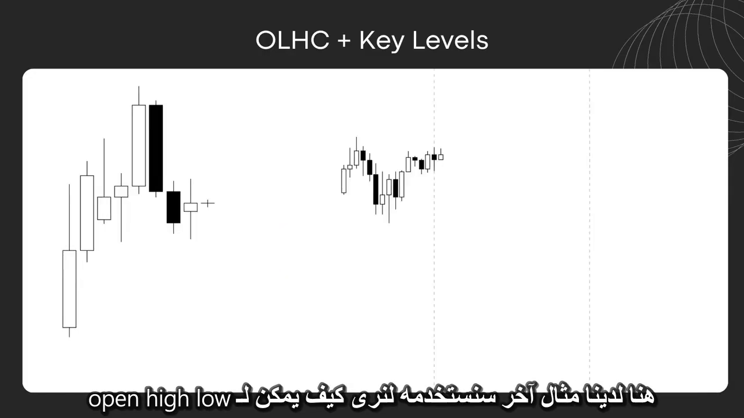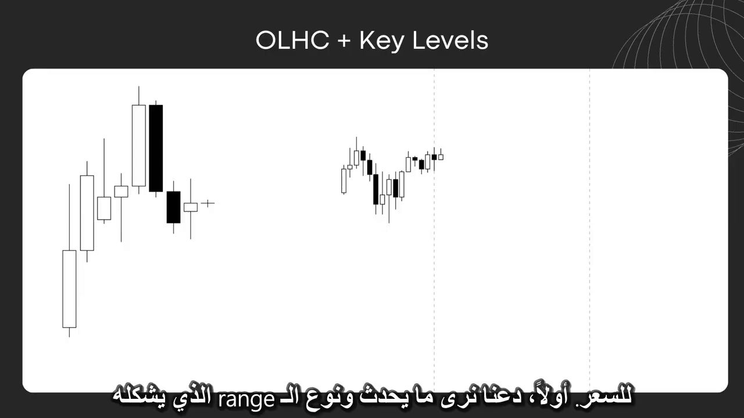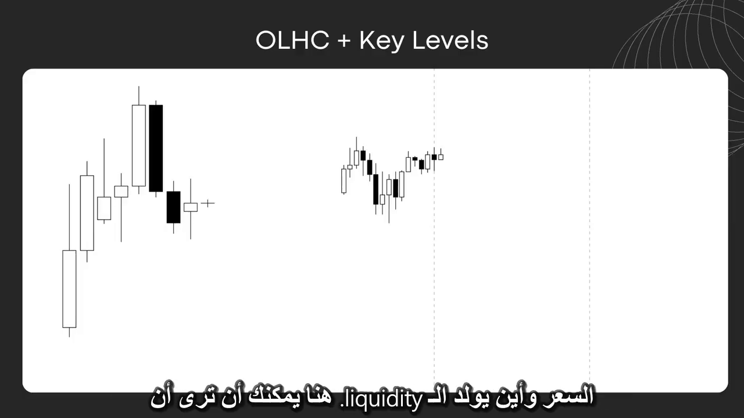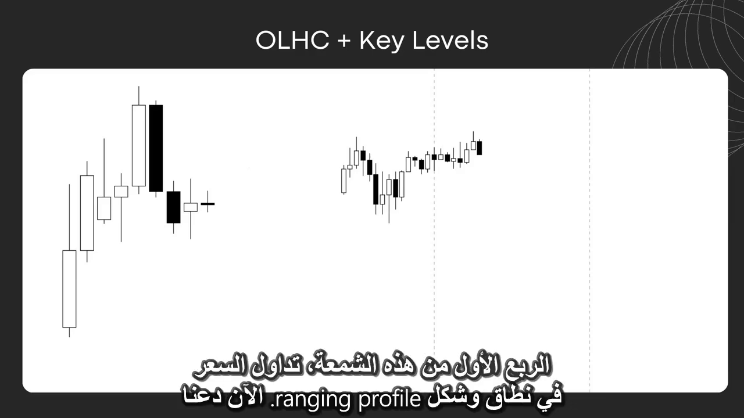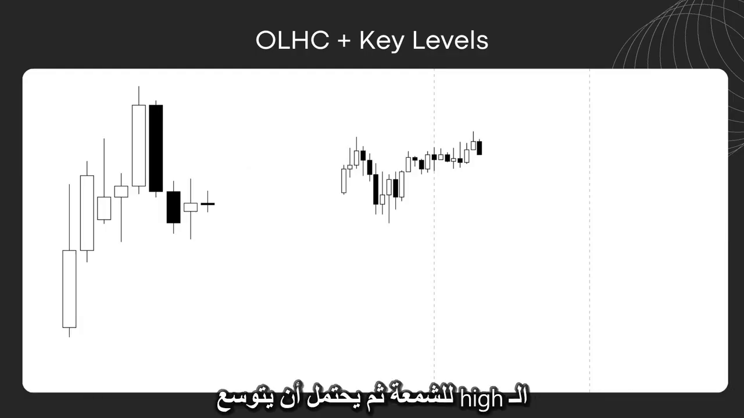Here we got another example that we're going to use to see how open high low close could have helped us in our anticipation of price. First of all, let's see what happens and what sort of range price forms and where it generates liquidity. Right here you can see that in the first quarter of this candle price ranged and formed a ranging profile. Now let's combine key levels and see if we have any key levels where price can form its high of the candle and then potentially expand lower.